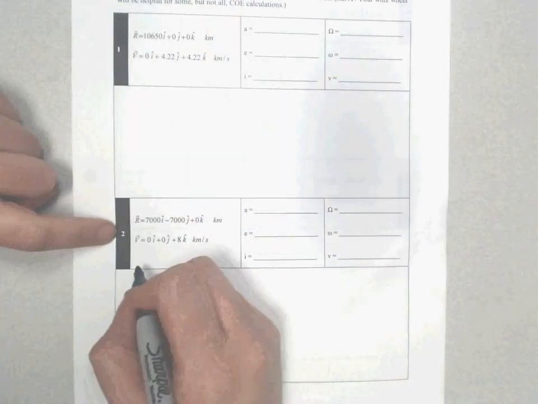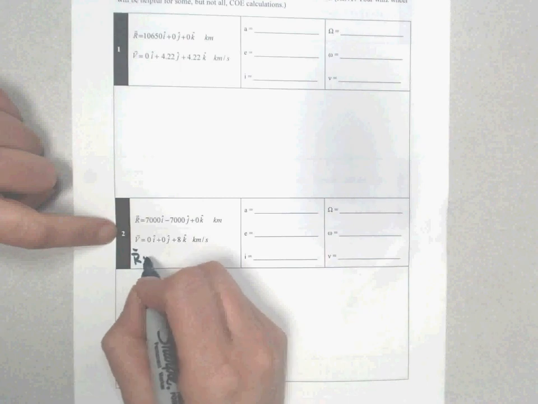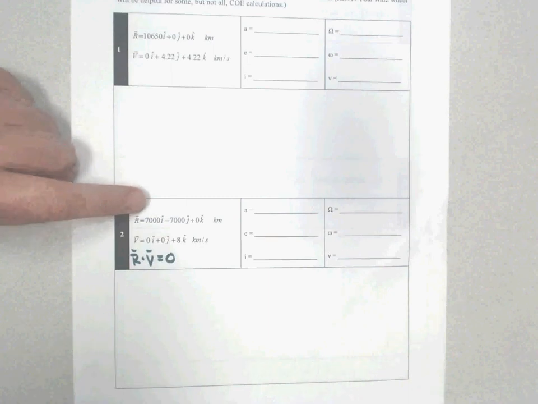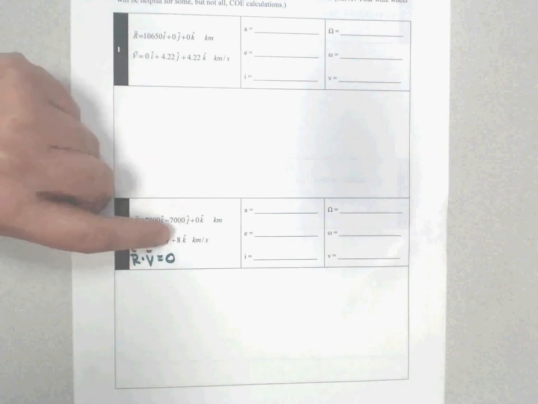We want to recall that if R dot V equals 0, then we know we have to be in a circle, at apogee, or at perigee. And in this case, we can tell that R dot V is 0, because 7,000 times 0 is 0, negative 7,000 times 0 is 0, and 0 times 8 is 0. So R dot V is 0.